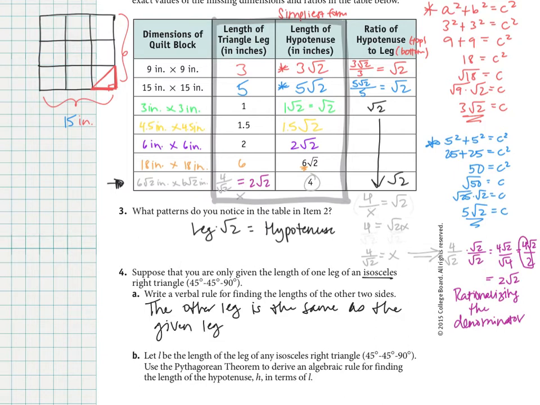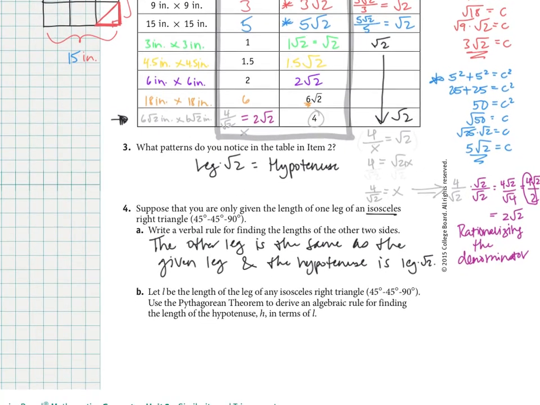And instead of using Pythagorean theorem every single time, what we could do is say the hypotenuse is leg times root 2. So that's our easy rule. Instead of having to do all of this work, we easily are going to see, hey, hypotenuse is leg times root 2. So now let's look at part B.